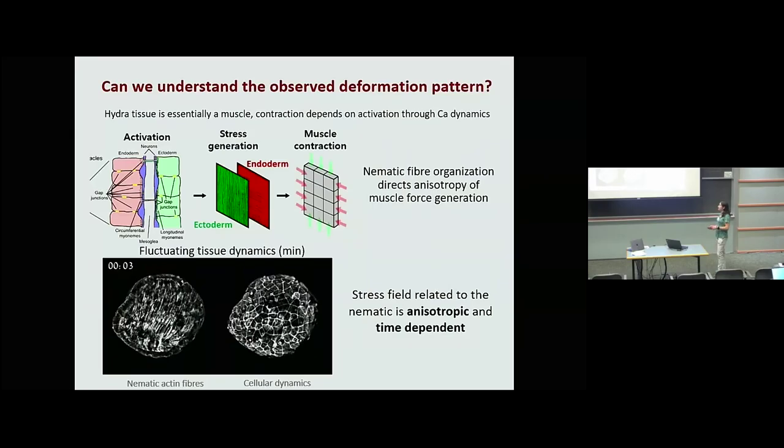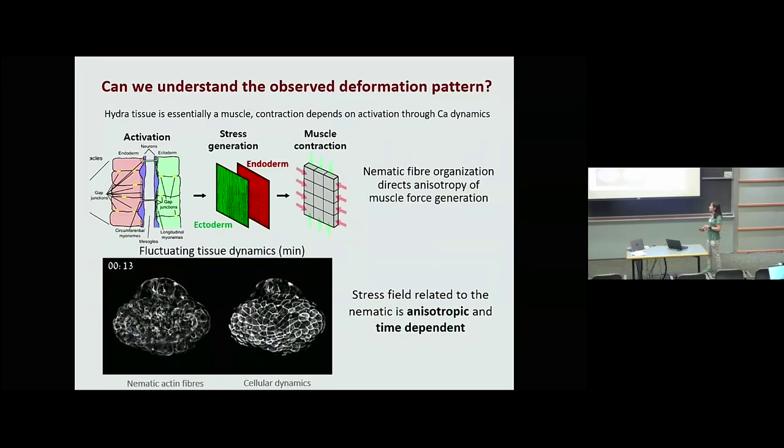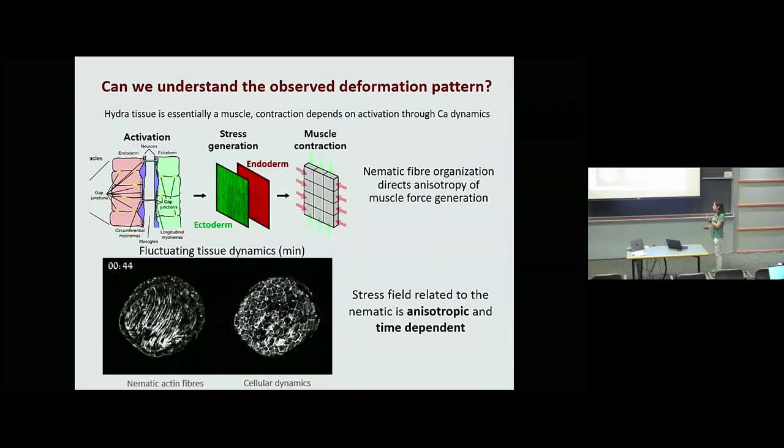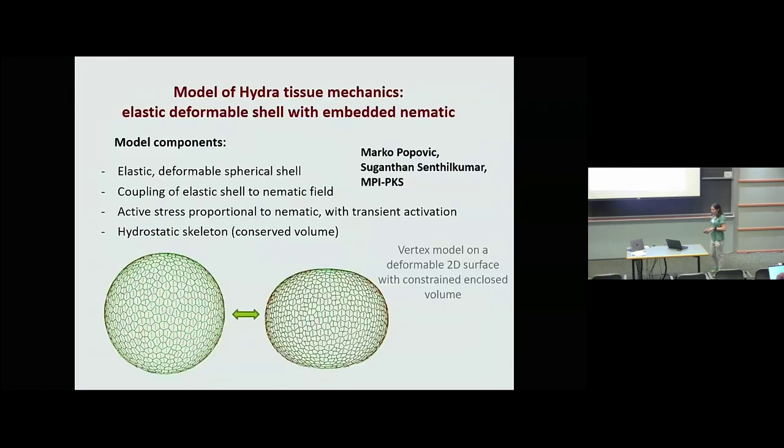And again, just to enjoy some more movies, but really to see how dynamic and different and time dependent the stresses are that this tissue is experiencing. So we wanted to see if we could quantitatively understand the cell deformation pattern as a function of the fiber organization. For this, we had a collaboration with Marko Popovic and student Suganthan from MPI-PKS in Dresden, and they built a model for the hydra tissue mechanics.